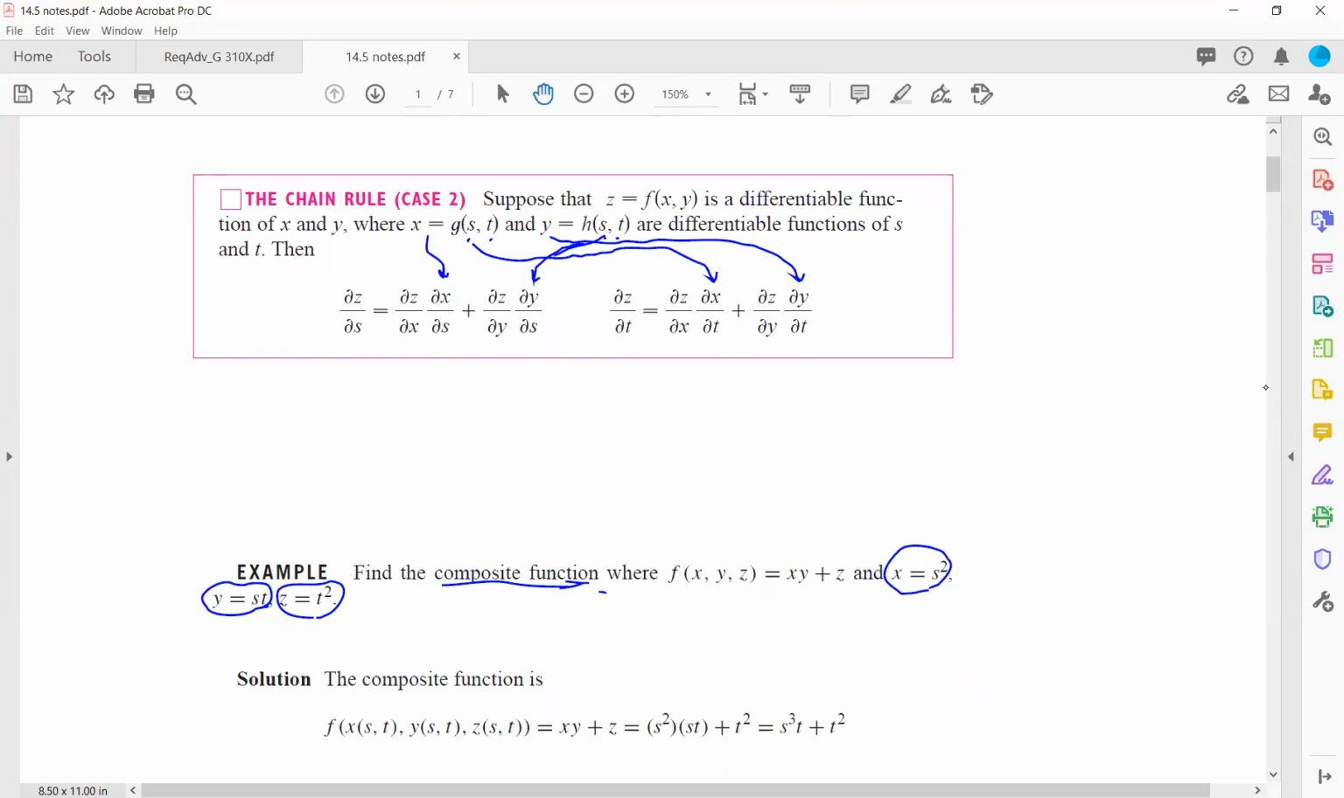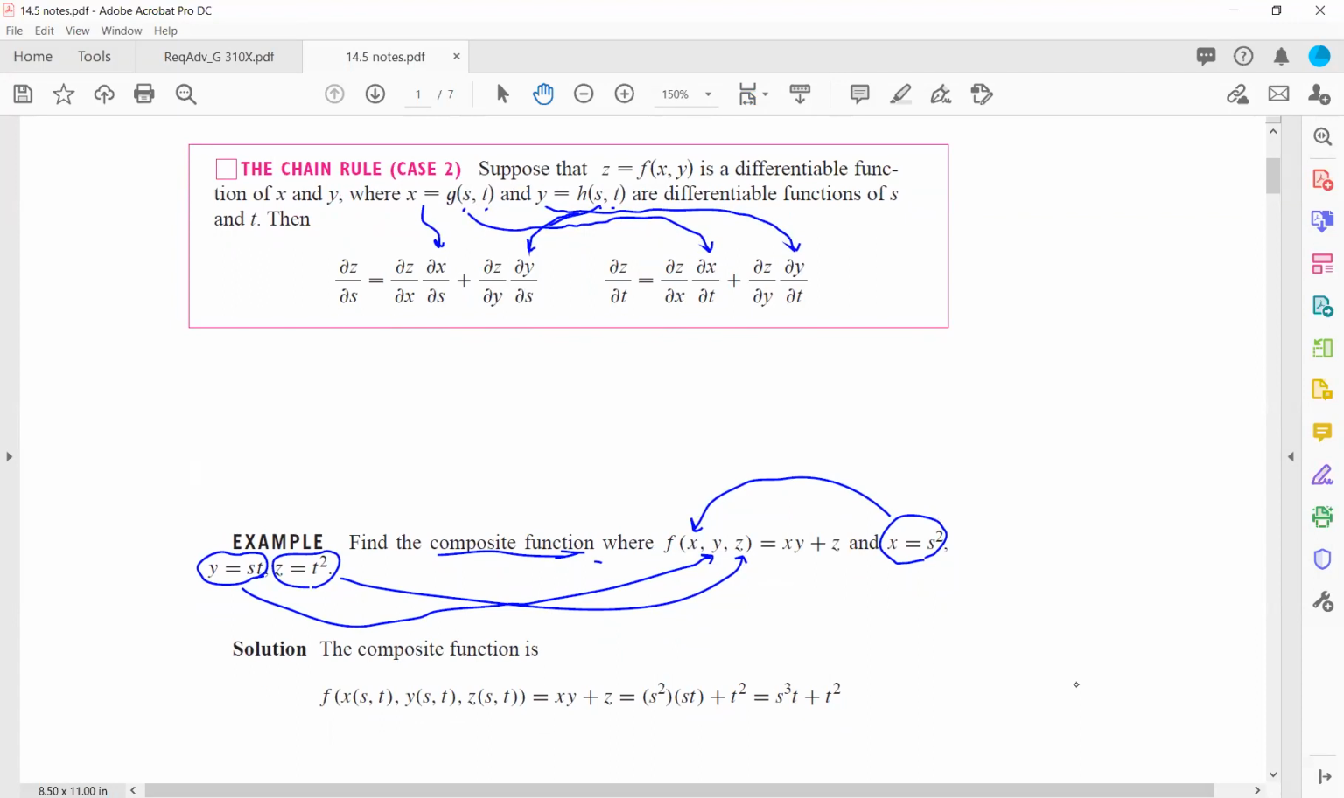Okay, perfect. Wherever I see x, I write s squared. Wherever I see y, I write st. And wherever I see z, I put t squared. Then I simplify. So x times y, s squared times y, st plus z. Z is t squared. S squared times st, s cubed times t, plus t squared. So what did you do? You converted a function in 3 variables into a function in 2 variables. It means that you reduced the number of variables. Now you can take the derivative of this function.